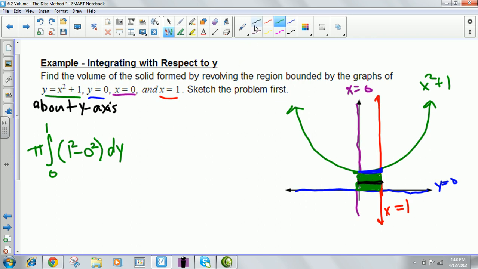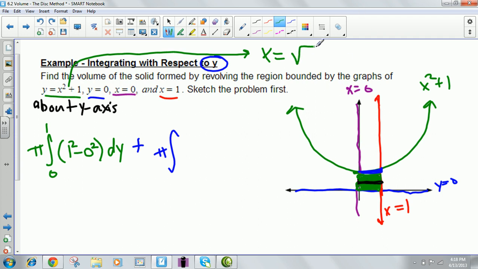Then your second integral is a little trickier. It's still going to be pi. Now, when it's with respect to y, we have to take these functions and solve for x. So if you take y equals x squared plus 1 and solve for x, you'll end up with square root of y minus 1.